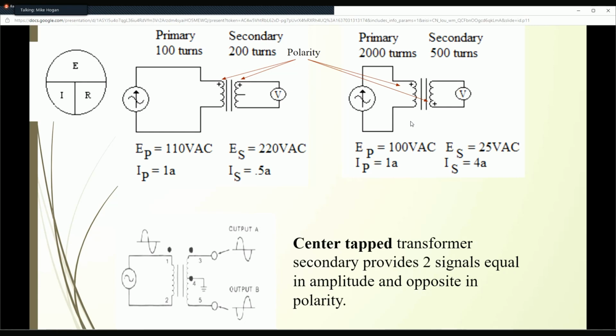Now, if power is going to remain the same, current times voltage, we had 100 volts and 1 amp, so that was 100 watts. Well, if this is now 25 volts, then I've got 4 amps. So you can see that my current has actually increased. My voltage is 25 volts. This is a step down transformer.